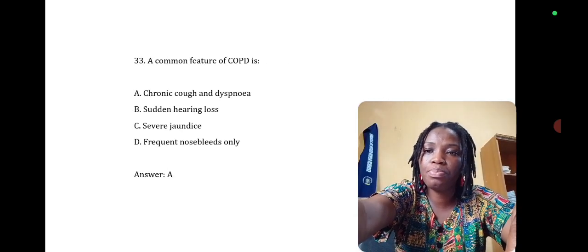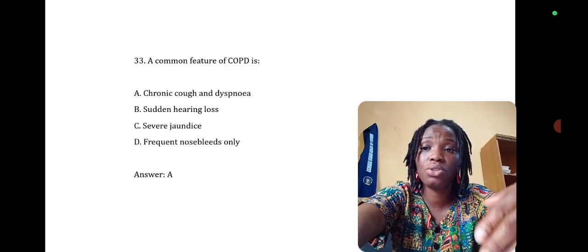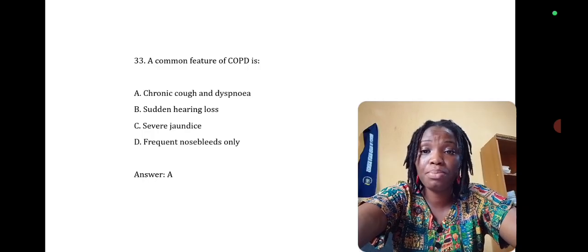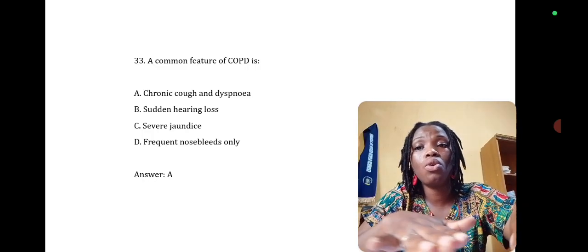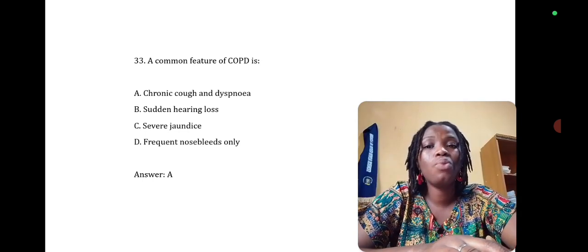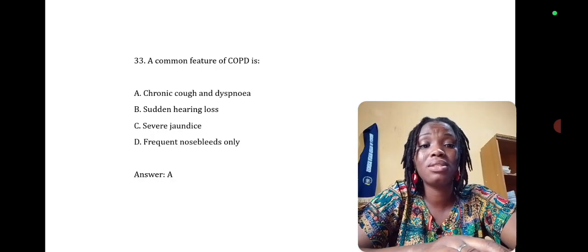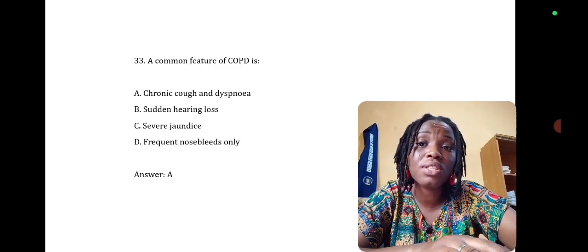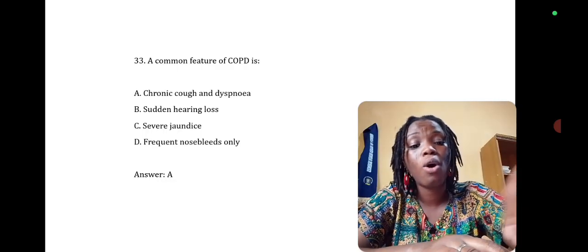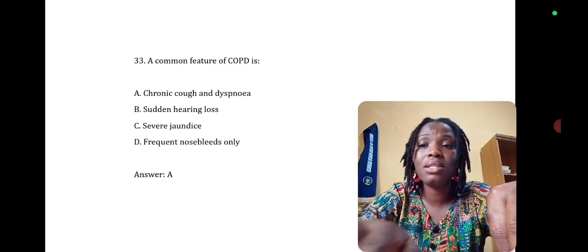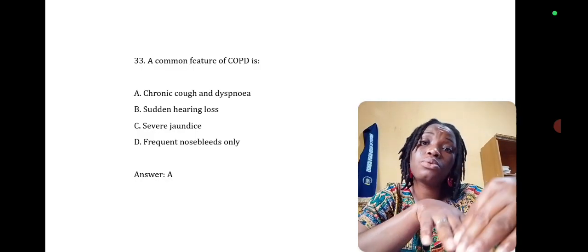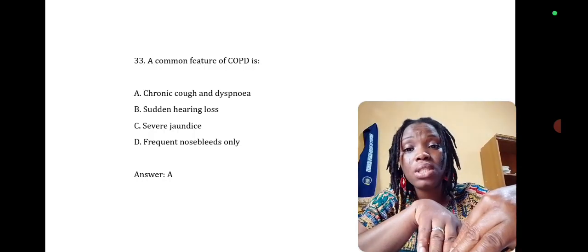33. Common feature of COPD. I told you before, wheezing is a common feature of asthma. There will still be difficulty in breathing, because from just the name COPD, that's chronic obstructive. When they say something is obstructive, it means that thing is causing a problem. It's obstructing your normal airflow, obstructing your breathing. And anything that obstructs your breathing must bring about dyspnea, difficulty in breathing.